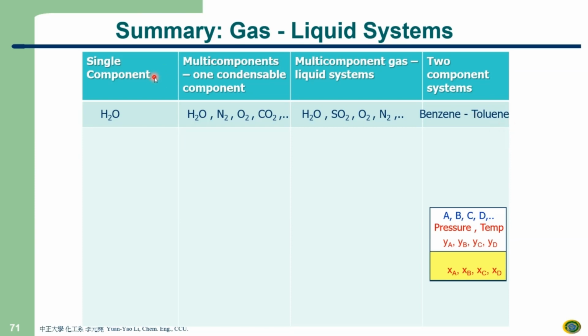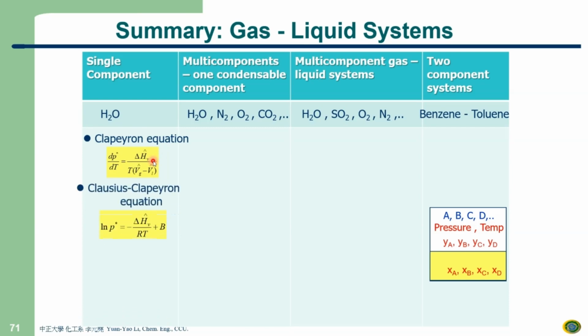So for a single component, what we learn is, firstly, the Clapeyron equation. Remember, the Clapeyron equation tells us what? Find latent heat. Find latent heat. How do you find latent heat? I already told you, right? And the second is that we learn the Clausius-Clapeyron equation. The Clausius-Clapeyron equation is that once we find latent heat and we find the constant B, we can use this equation to know the vapor pressure related to what?